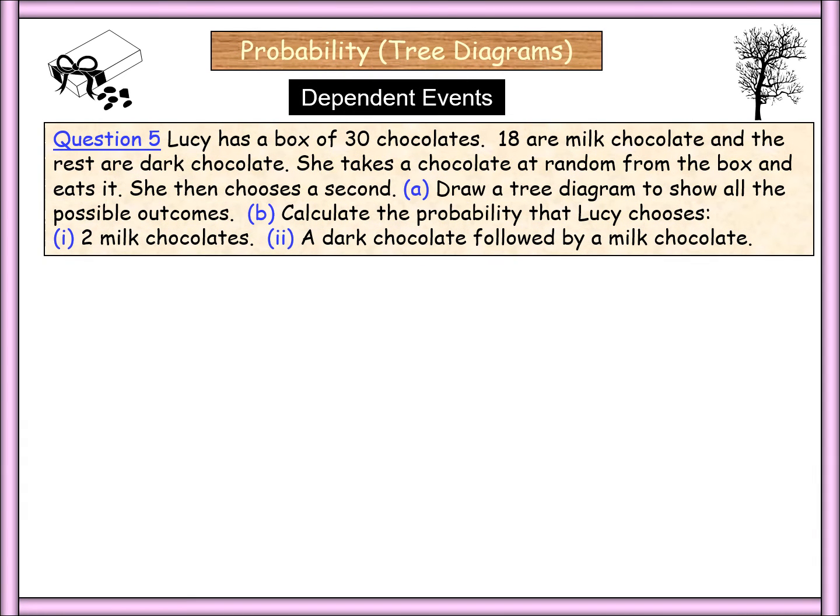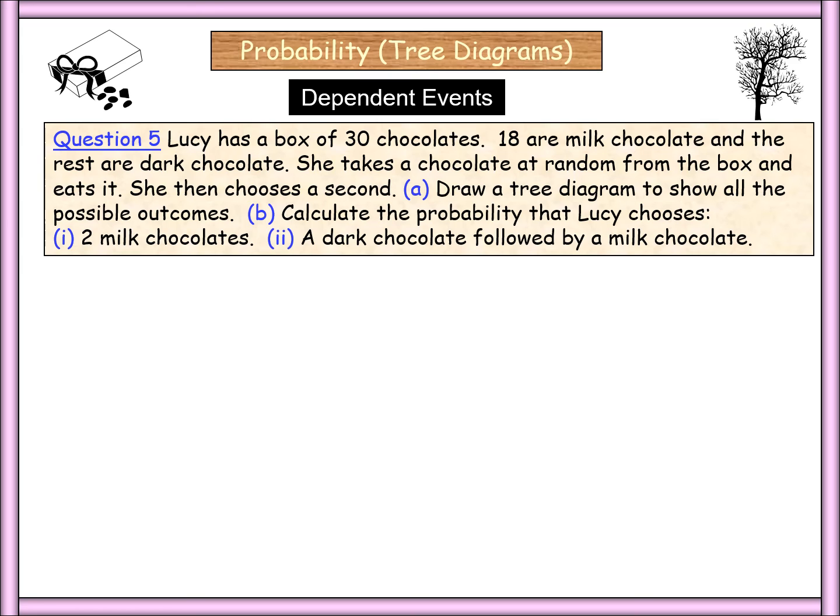Now let us have question 5. Lucy has 5 bags of 30 chocolates. 18 are milk chocolate and the rest are dark chocolate. She takes a chocolate at random from the bags and eats it. She then chooses a second. Draw a tree diagram to show all the possible outcomes. Then calculate the probability that Lucy chooses 2 milk chocolates and a dark chocolate followed by a milk chocolate.